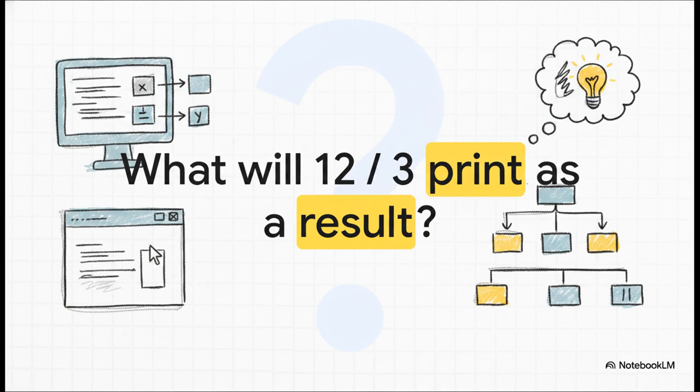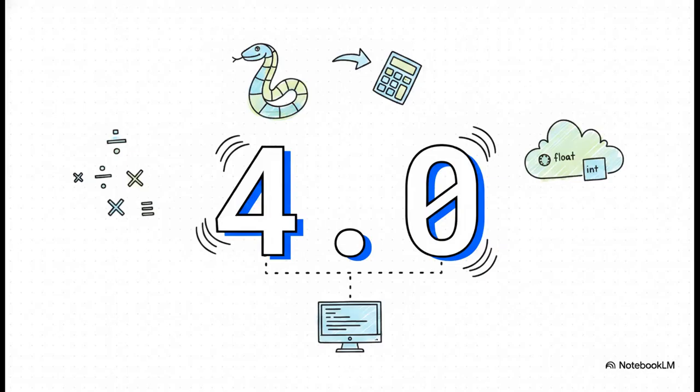Take a guess. If you guessed 4, you are so incredibly close, but the actual output is 4.0. So the crucial point to remember here is this. Whenever you divide in Python, even if it divides perfectly evenly, like 12 divided by 3, Python always gives you back a real number, or a float, with a decimal point. It's a tiny little detail, but honestly, it's exactly the kind of thing that makes you a really smart programmer.